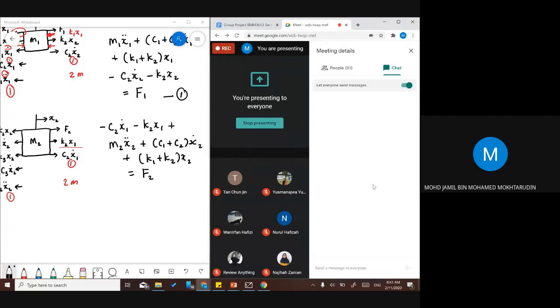Google Meet ni tak boleh minimize. Kalau minimize je, dia tak accept.